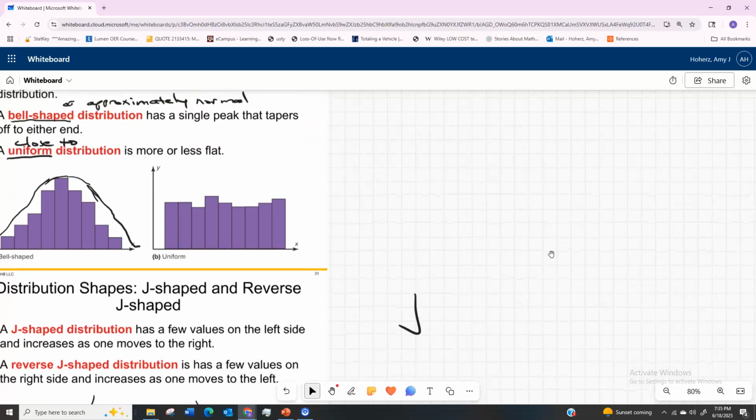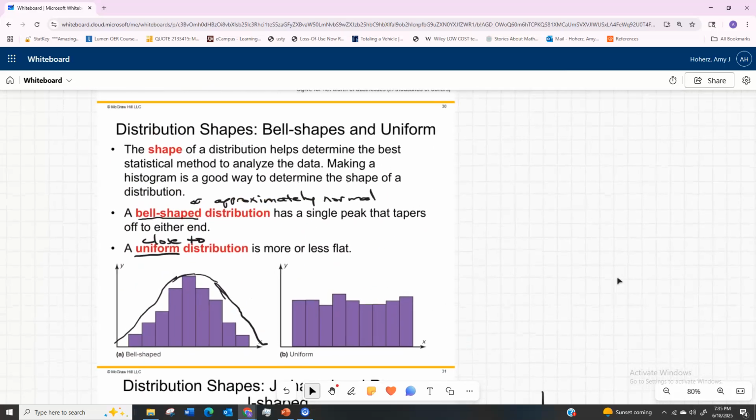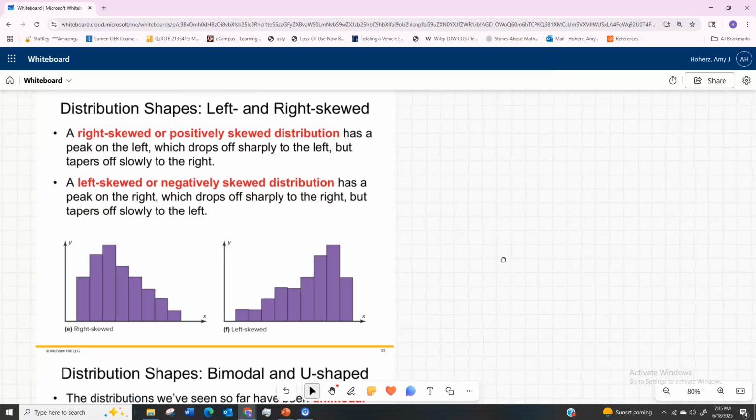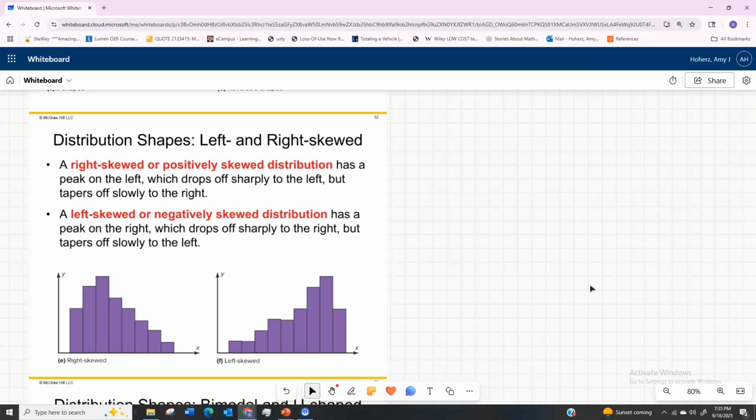Out of the 4 we've done so far, the bell-shaped one is by far going to be the one that we're going to see the most in the future. We'll see the others, but not as much. So bell-shaped is the most important out of the 4 so far. And then 2 other terms that we're going to learn are left and right skewed. It's kind of one term, skewed. And then you just have to learn the difference between what's right skewed and left skewed.